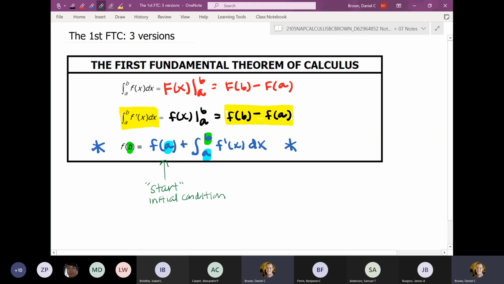And so you can see we have this initial condition plus the integral of the derivative will give us the y value, what f of b is, of wherever that integral is stopping at. And that's going to be really, really powerful for us to solve a lot of different types of problems. Before we get to the word problems, I just want to do an algebraic example first, and then we'll see why that rewritten version of the first FTC is so useful. Which brings us back to some stuff we did in Unit 5.